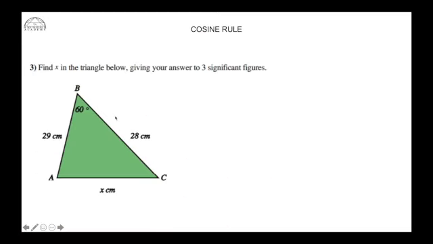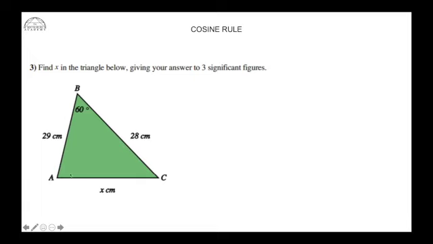Now let's take a look at this question that we had before. Find x in the triangle below, and we see here that x is the side that is opposite to the 60, right? So what do we want to find? We want to find b, right? And we have the angle b, right? So b will be at the beginning of the formula. And then it'll be the cos of the angle b at the end of the formula. And then the other two sides will be all in the middle of the formula.